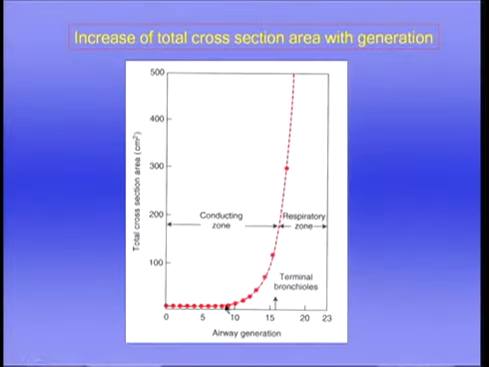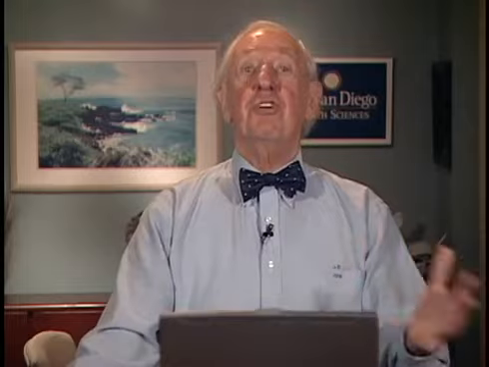And as you can see, the result is that over the first few generations, the cross-sectional area, total cross-sectional area, doesn't change much at all until we get to the region of the respiratory zone. And there is an enormous increase in the cross-sectional area. It's a little bit like a trumpet, where you've got a long initial part and the flaring at the end of the trumpet.